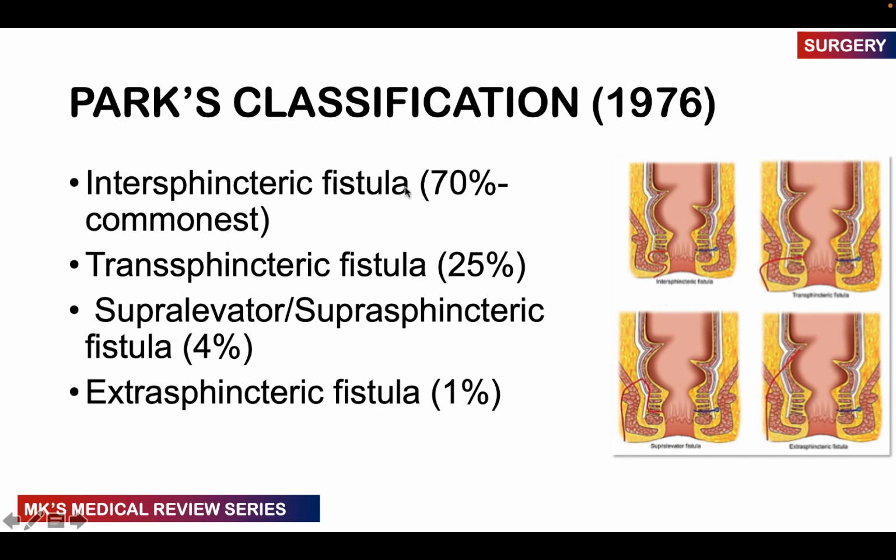You can have an intersphincteric fistula, which is traversing across the sphincter. These ones are accounting for 70% of the cases. You may have a transsphincteric fistula, which is accounting for 25% of the cases. You may have a supralevator fistula, which is above the sphincters, accounting for 4% of the cases. And you have an extrasphincteric fistula, which is outside the sphincters and accounting for about 1%.